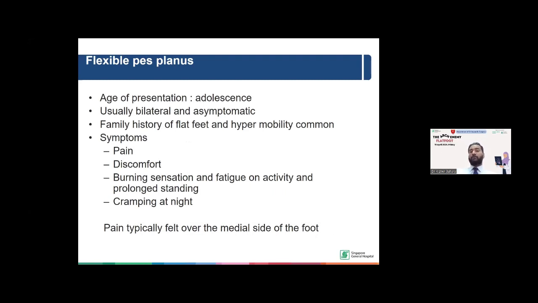In terms of flexible pes planus, typically they present to us in their adolescence, in their teens, and it's very common. We do see this in the army boys as well. Usually bilateral and asymptomatic, and they typically tend to have a family history of flat feet, and hypermobility is common. The symptoms they normally present with are pain, discomfort, some describe a burning sensation, and fatigue on activity and prolonged standing, and some cramping at night. The pain is typically felt over the medial side of the foot.